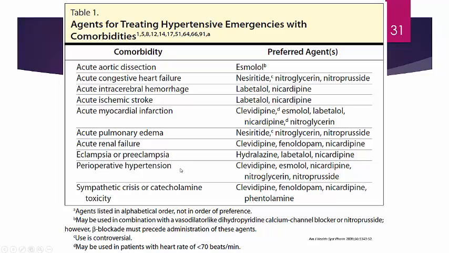And in terms of sympathetic crisis or catecholamine toxicity, we discussed that Phentolamine was a good agent in regards to catecholamine toxicity such as pheochromocytoma. But you can also use Clevidipine, Nicardipine, so essentially your dihydropyridine calcium channel blockers in addition to Fenoldopam.